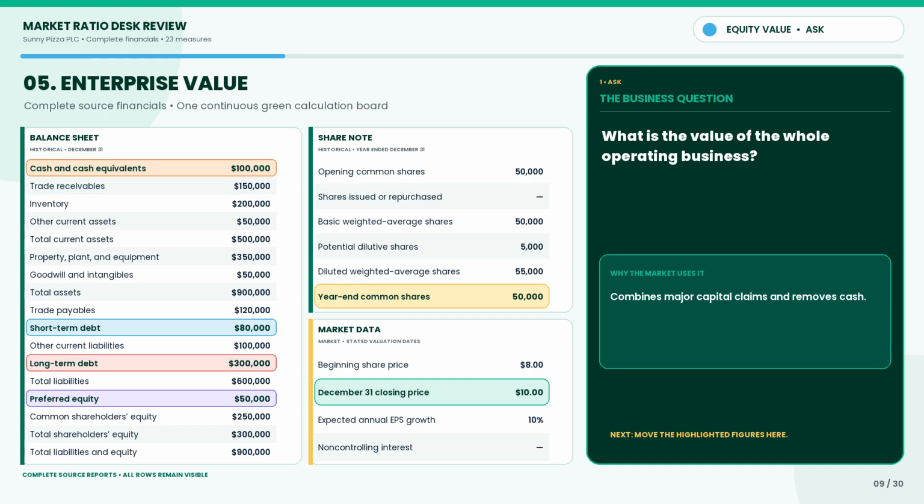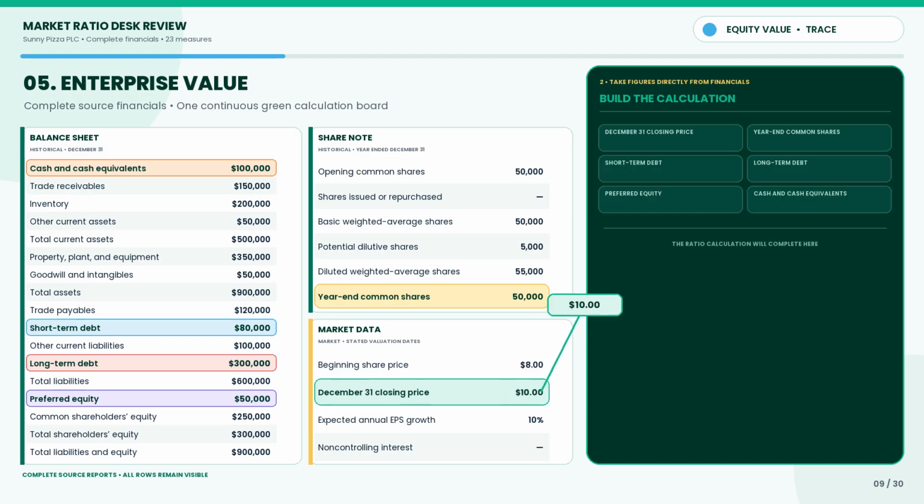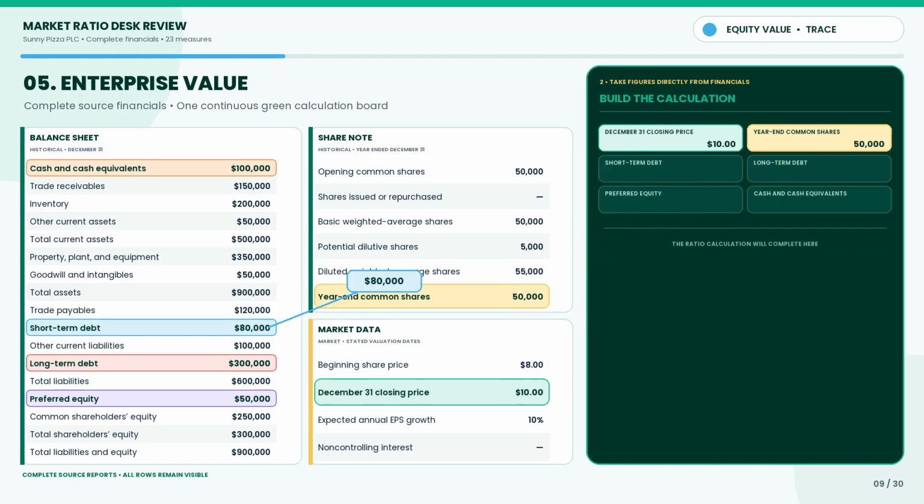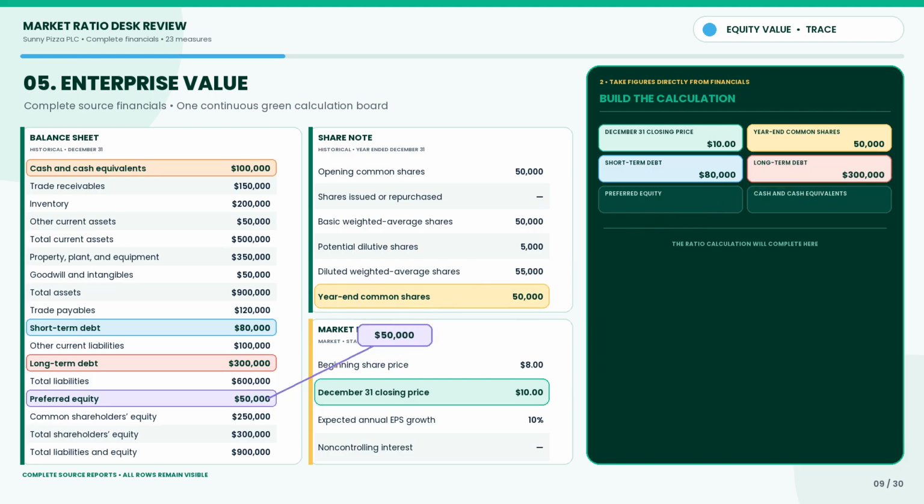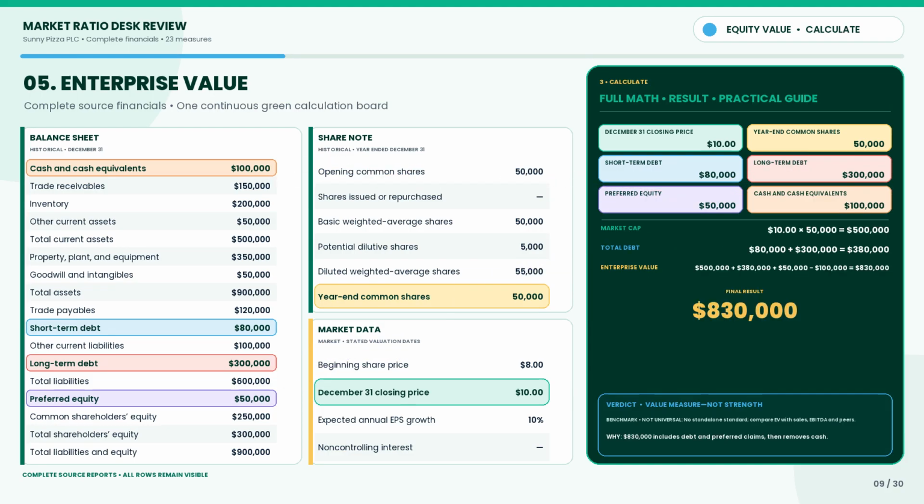What is the value of the whole operating business? Combines major capital claims and removes cash. Start with market capitalization of $500,000. Add total debt of $380,000 and preferred equity of $50,000. Subtract $100,000 of cash. Enterprise value is $830,000. Enterprise value combines common market value, debt, and preferred equity, then subtracts cash.